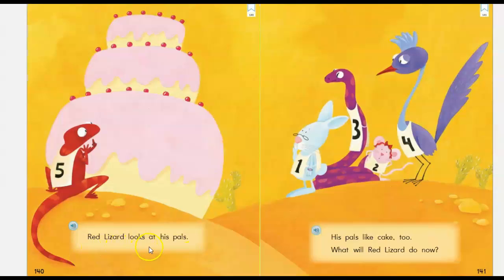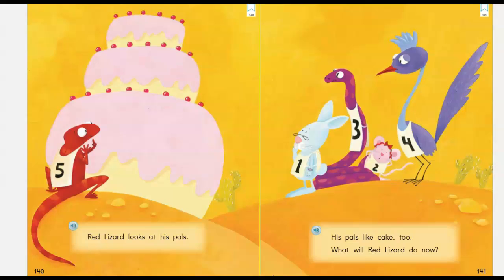Red Lizard looks at his pals. His pals like cake too. What will Red Lizard do now? How do you think Red Lizard's pals are feeling? Look at their faces. How do you think they feel? We can see some of the animals are frowning and also have sad looks on their faces. We could say that maybe the animals feel sad.